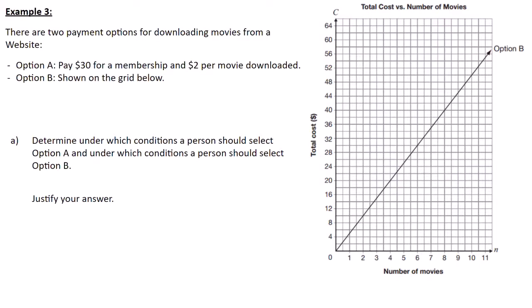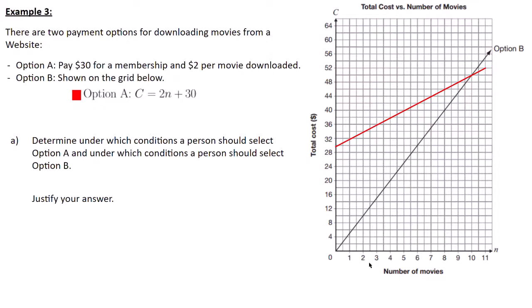For example 3, we have 2 payment options for downloading a movie from a website. We can pay $30 for a membership and then $2 per movie downloaded. Or we can use this line that's on the grid right here. So first we want to graph option A. We're going to start at $30 and then go up $2 for every movie bought. So we can graph this like this, and pay close attention to the axes and how they are numbered.